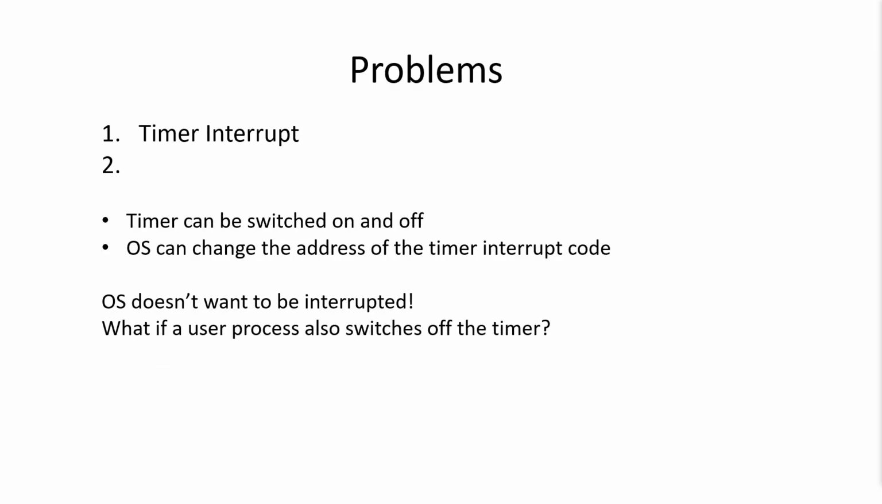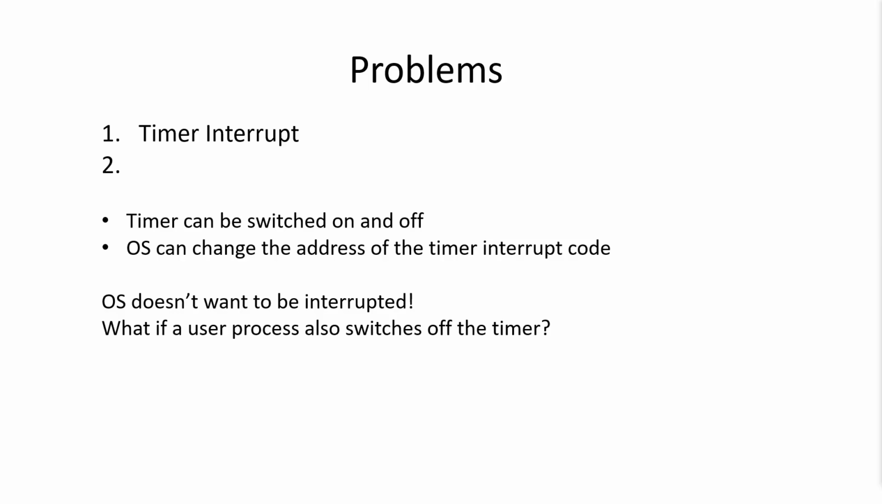So there are some problems here, though. The first one is that the timer can be switched on and off. And this is an advantage for the operating system. The operating system wants to get its entire job done, switching the memory out, storing the registers, making sure that I've got code that decides which process should run next, and it does not want to be interrupted while it's doing that. So as soon as the operating system takes back control, it's going to switch the timer off.